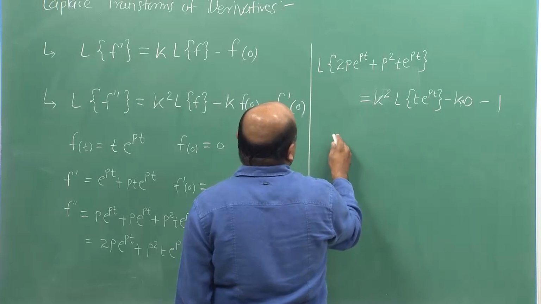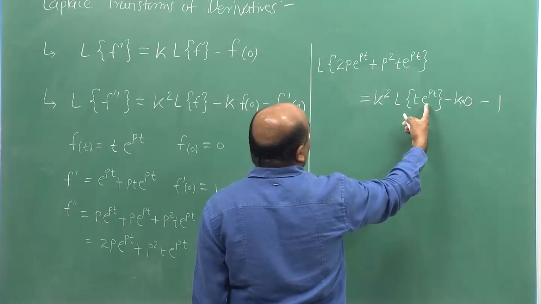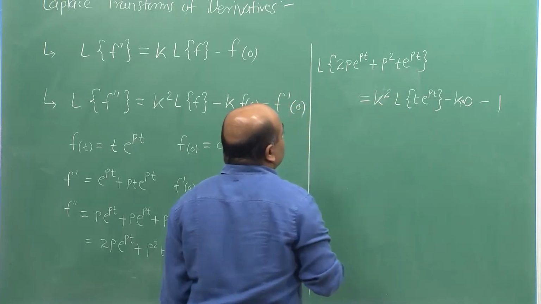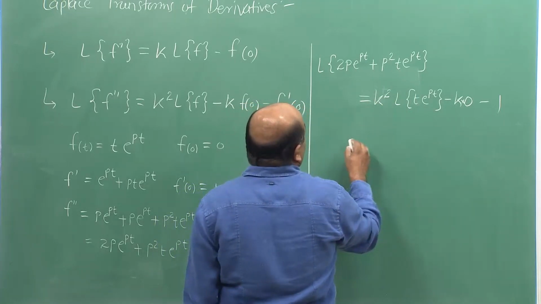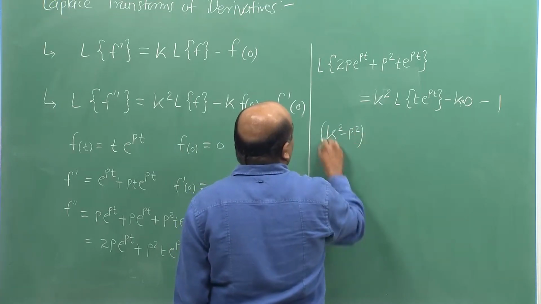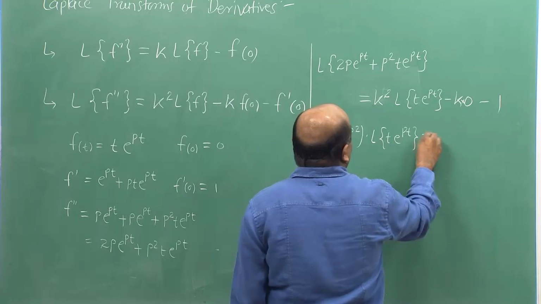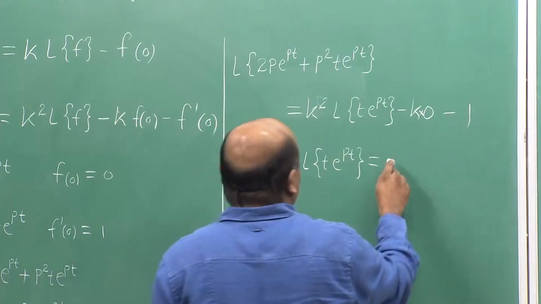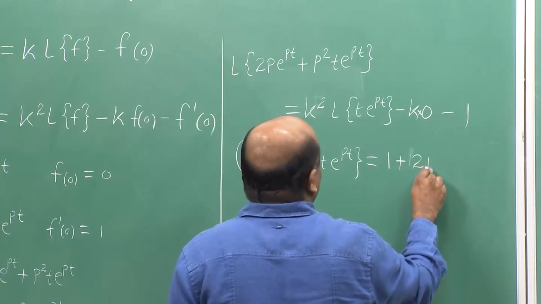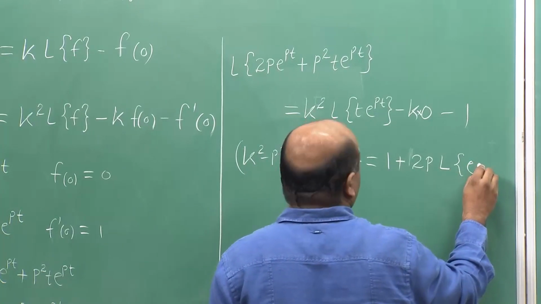So, what we get is, if we take L of t times e to the power pt and p square times L of t times e to the power pt, if we take it on this side, we get k square minus p square times L of t times e to the power pt is equal to 1, which will come on this side, 1 plus 2p times L of e to the power pt.